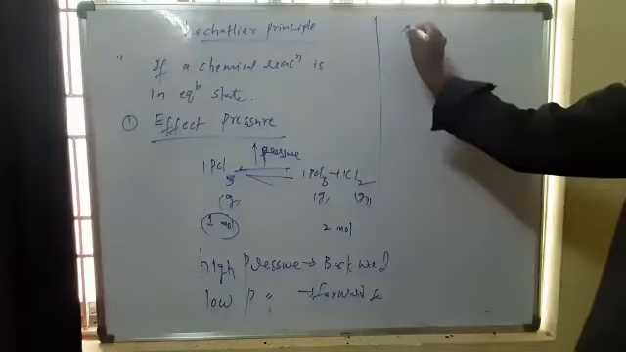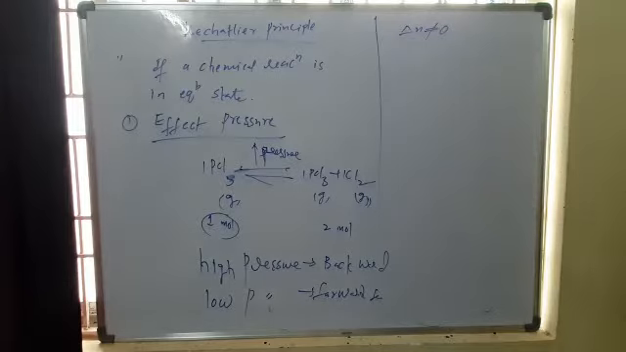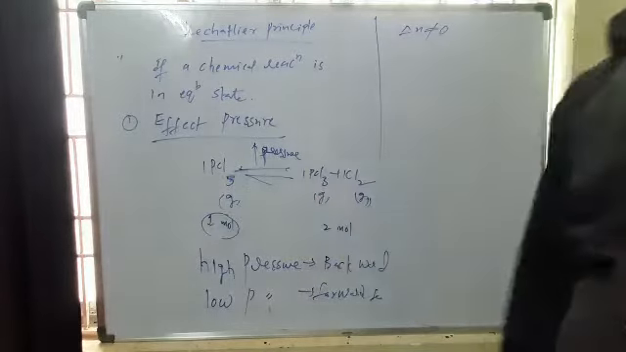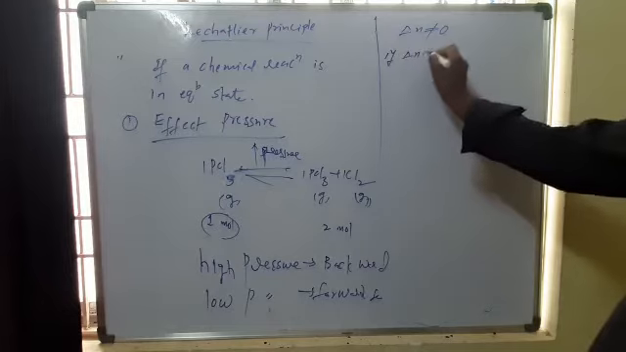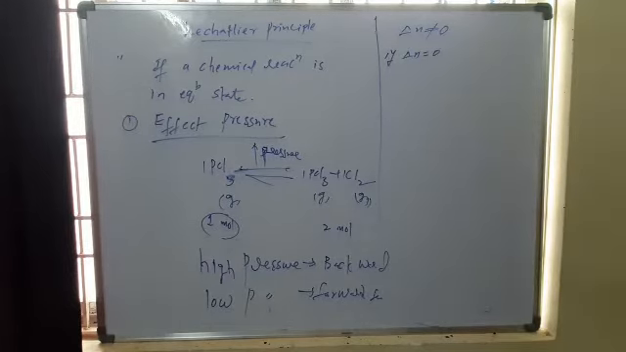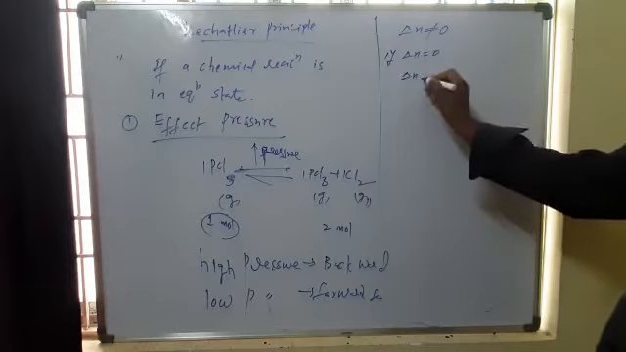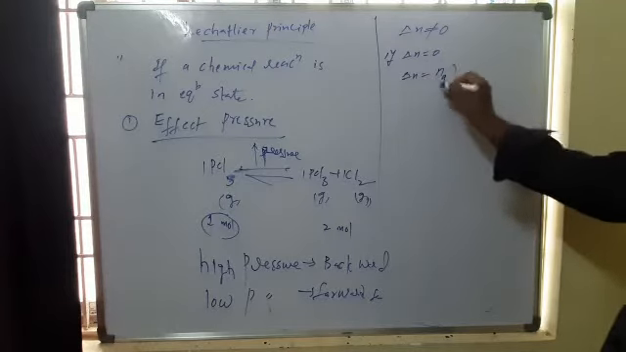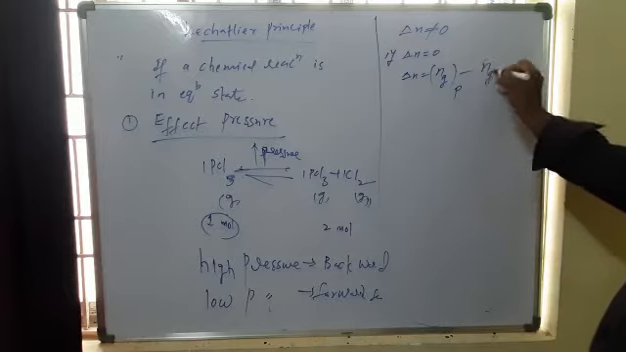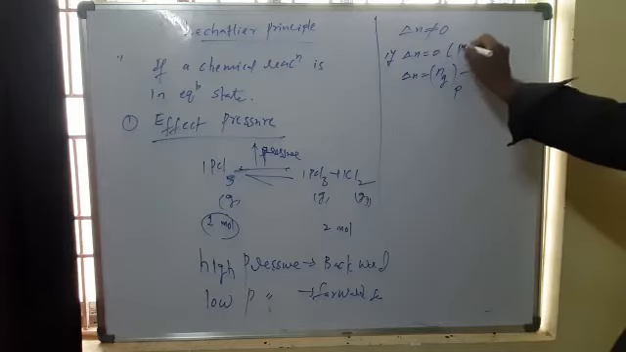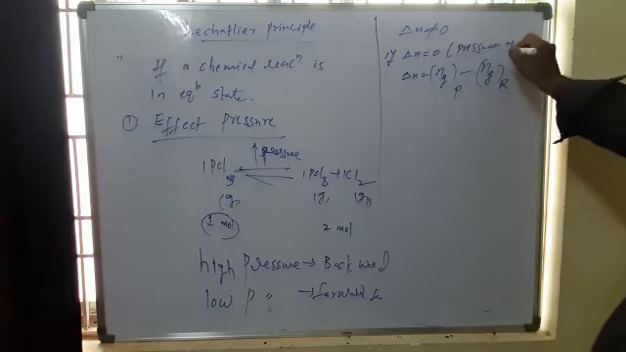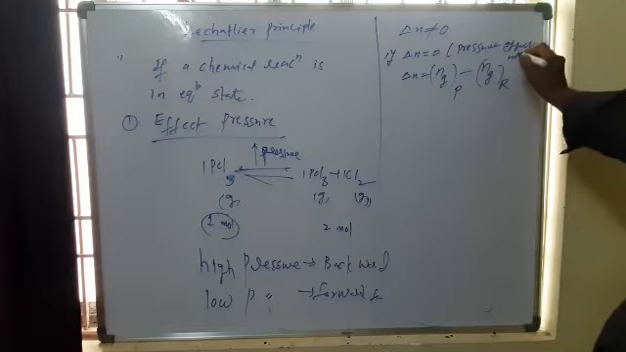The effect of pressure is applicable when delta n is not equal to 0. That means the number of gaseous moles on the two sides must not be equal; only then can this be applicable. If delta n equals 0, what is delta n? Delta n is the number of moles of gaseous products minus the number of moles of gaseous reactants. So if delta n is 0, the pressure effect is not observed. Pressure effect not applicable.